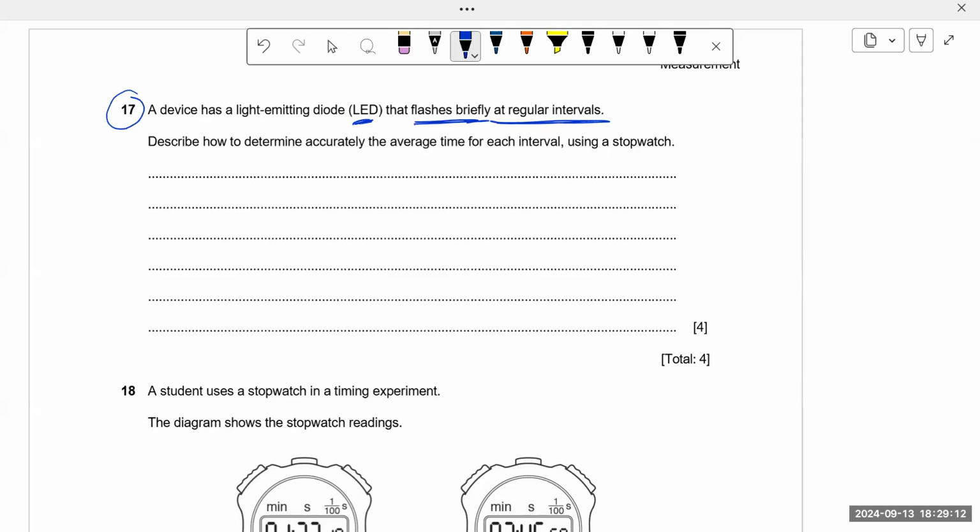Regular intervals. Describe how to determine accurately the average time for each interval using a stopwatch. Okay, this is a very basic question. You just have to write the steps.